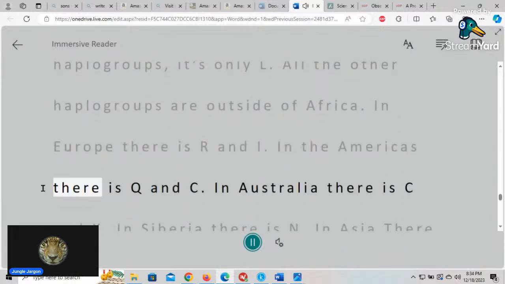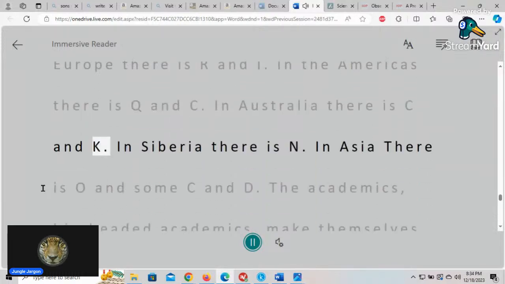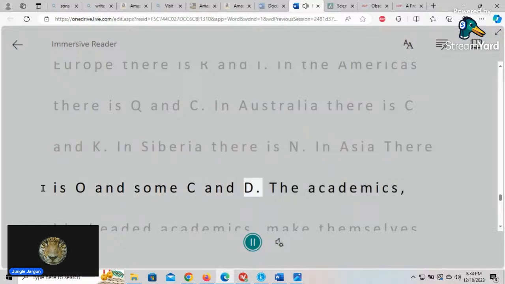In the Americas there is Q and C. In Australia there is C and K. In Siberia there is N. In Asia there is O and some C and D.